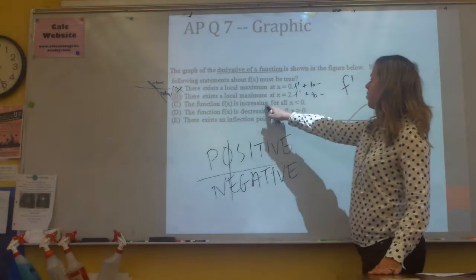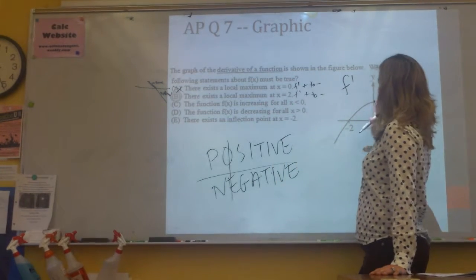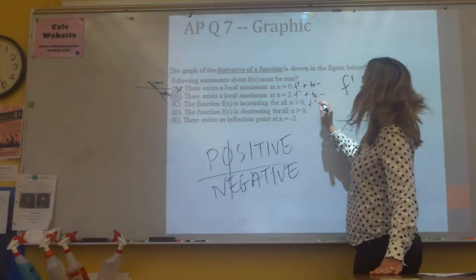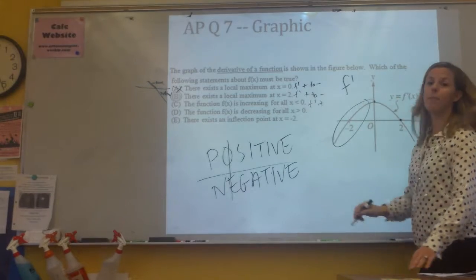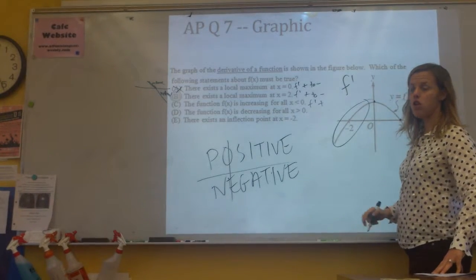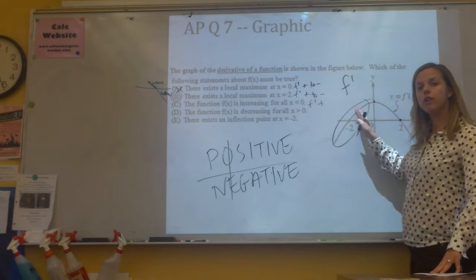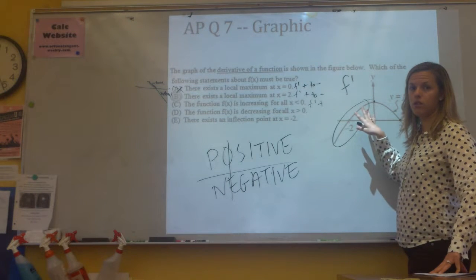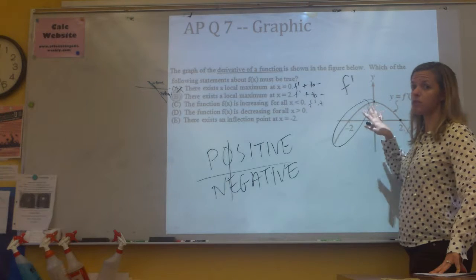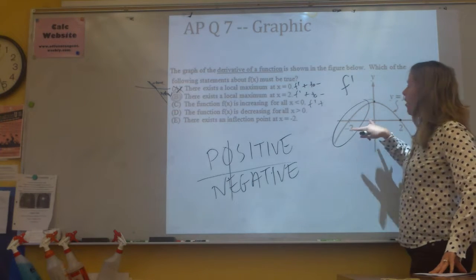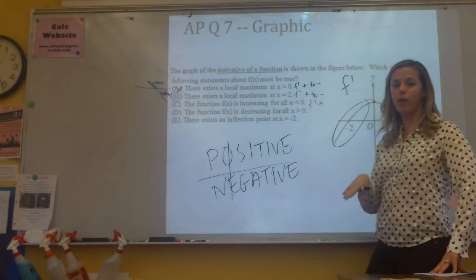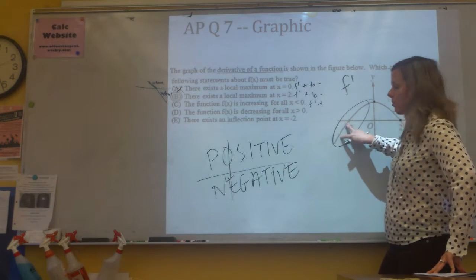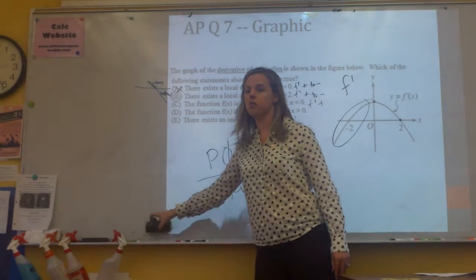All right, this one says f is increasing for all of these values. This would mean f prime is positive. Is f prime positive in this whole region? No. If this were f, it would be increasing, but this is not f. This is f prime. For f to be increasing, f prime would have to be positive in this whole region. f prime is negative here, so that's the problem. That's why that's false.